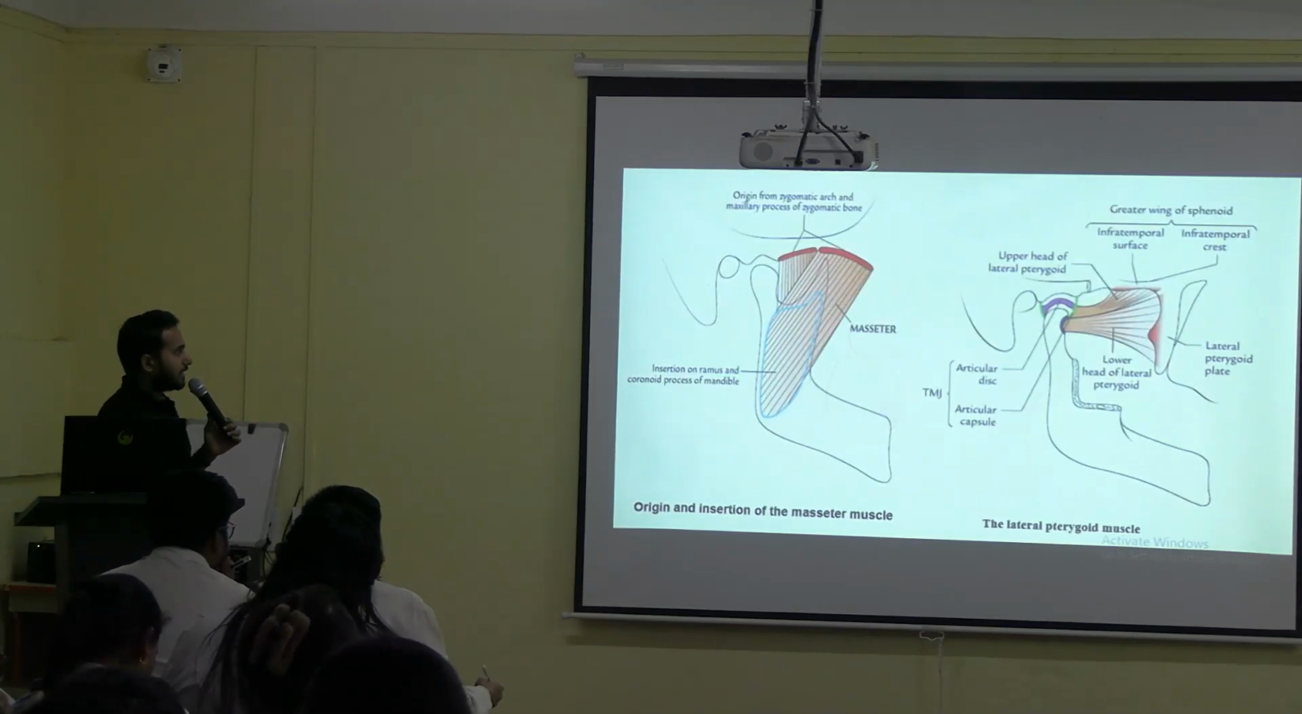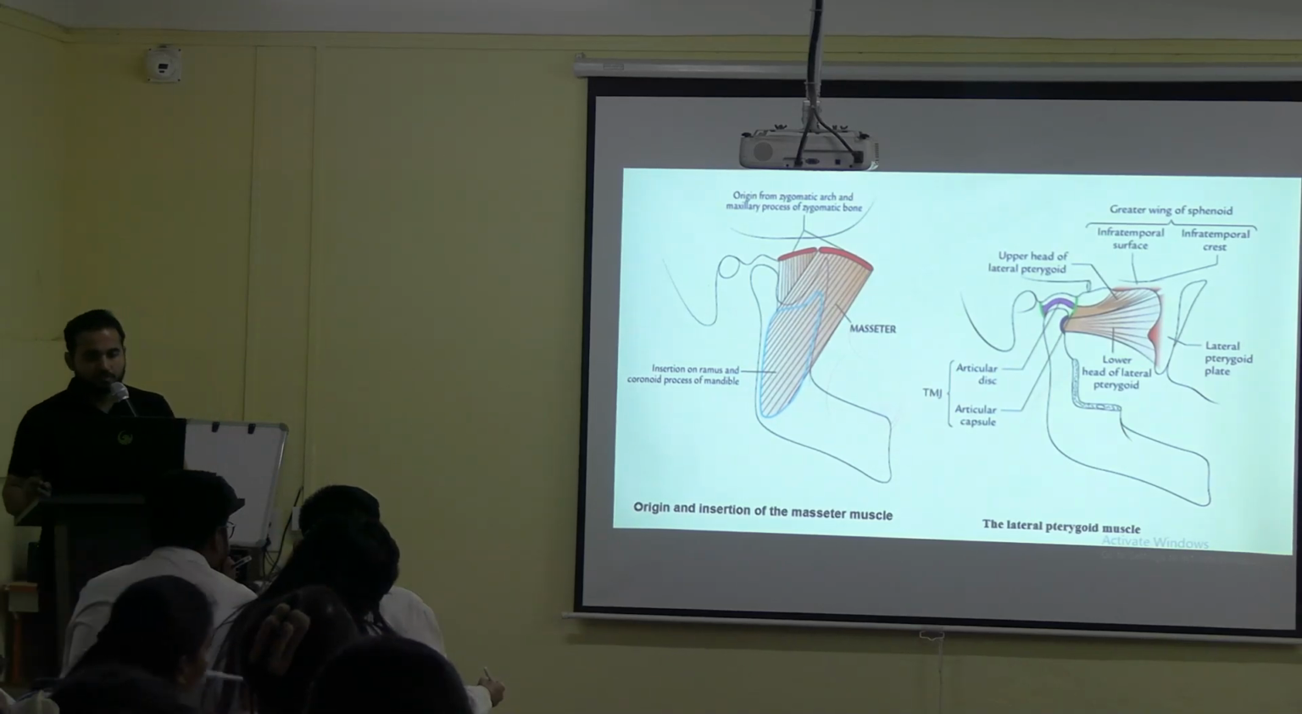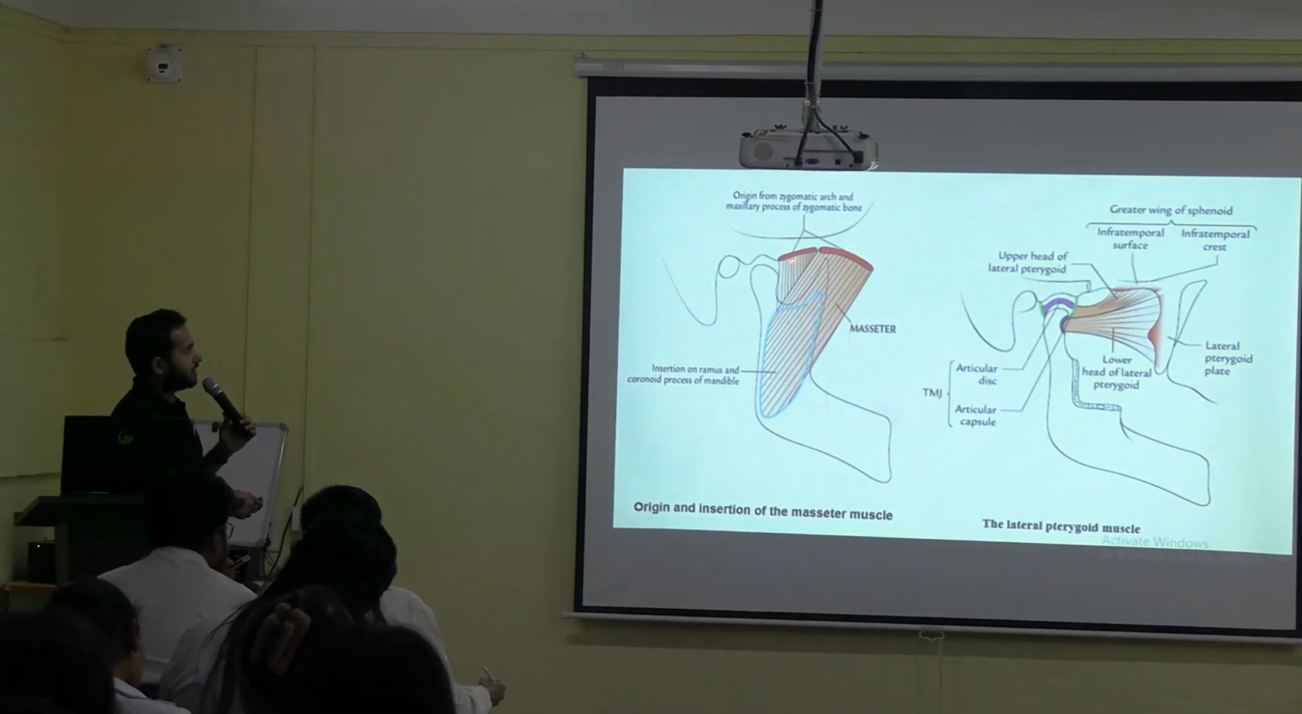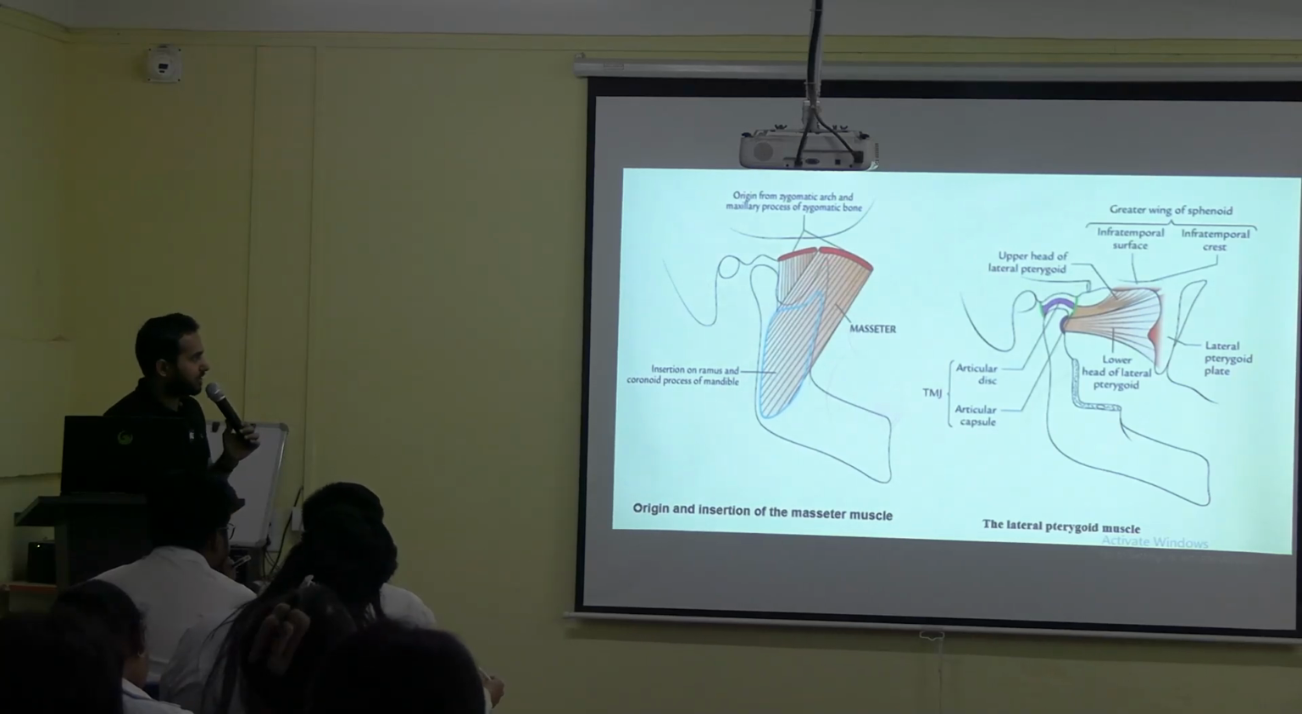Next is the masseter and lateral pterygoid muscle. Now if you see the masseter, again it is quadrilateral shaped. Now what is the origin of the masseter? The zygomatic arch and the maxillary process of zygomatic bone, that is the origin of the masseter muscle.